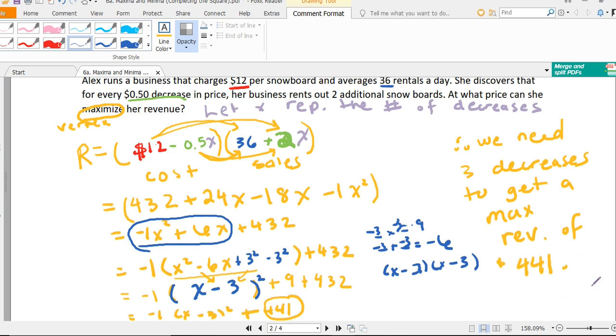But that doesn't answer the question, does it? It's asking what price. Well, if I know it's 3 decreases, 3 decreases of $1.50, so what's 12 minus $1.50? The price is $10.50.